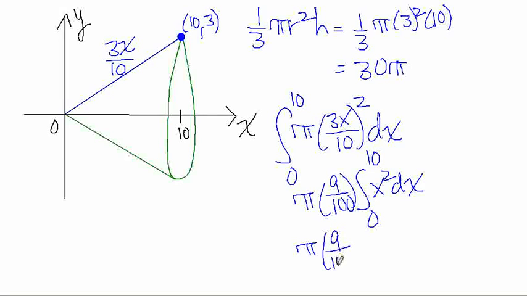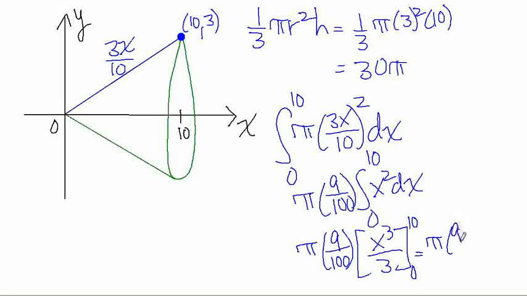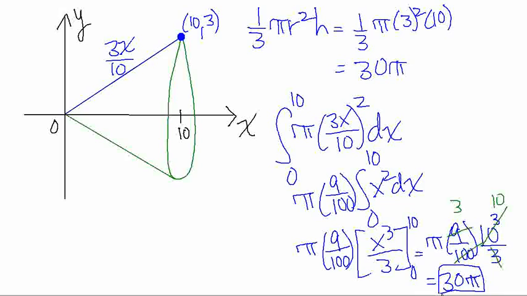So pi times 9 over 100 times what I get when I evaluate x cubed over 3 with respect to 10 and 0. So if I plug in 0, I'll get 0. And so that'll leave me with pi times 9 over 100 times 10 cubed over 3. And let's see what happens now. So 9 over 3 simplifies to 3. 10 cubed over 100, that's 1,000 divided by 100, that simplifies to 10. And so the answer can be simplified to 30 pi, which is what I got before. Okay? So make sure you understand that example.